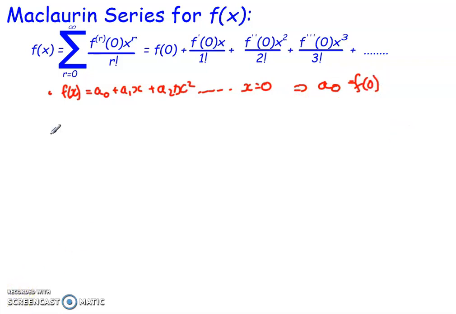If we then go back to our original function, f of x equals a0 plus a1x plus a2x squared and so on, if we take the derivative of that, f dashed of x, what that equals is a1 plus 2a2x plus 3a3x squared, and so on. If we then take the same step as we did in the previous part and set x equal to 0, everything's going to disappear except the a1. So what that means is that a1 is going to be f dashed of 0.